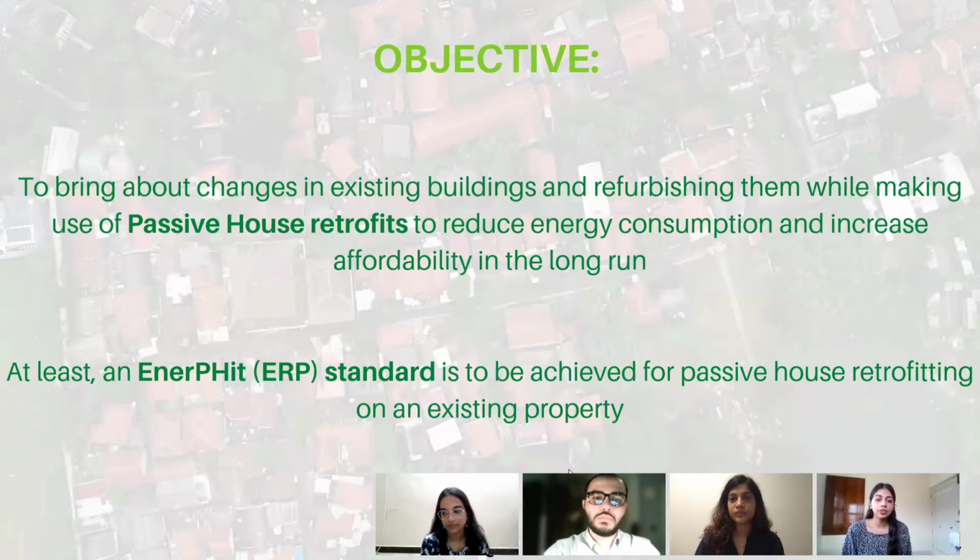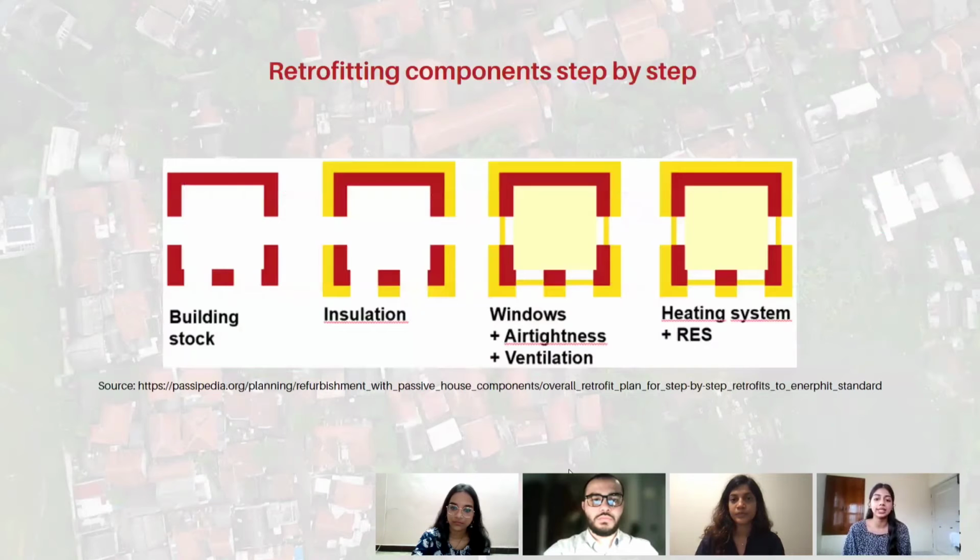Our main objective here in our plan is to bring about changes in old existing buildings and refurbish them with the use of passive house retrofits. This reduces the energy footprint and also increases affordability in the long run. And the NOP hit standard is also used to check the feasibility of our solution.